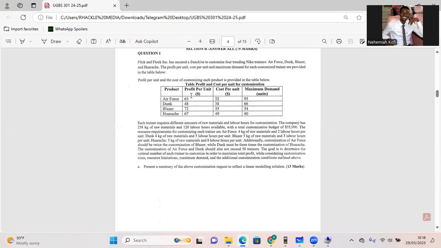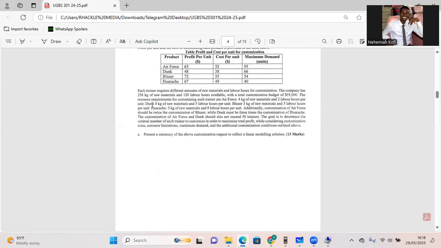Profit per unit for Air Force is 65, for Dunk is 48, for Blazer is 72, for Hierarchy is 67. Cost per unit for Air Force is 52, for Dunk is 38, for Blazer is 55, for Hierarchy is 49. Maximum demand for Air Force is 95, for Dunk is 66, for Blazer is 54, for Hierarchy is 40. Right?